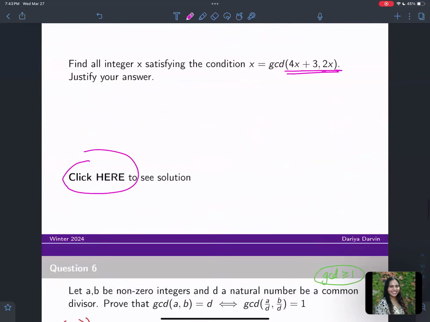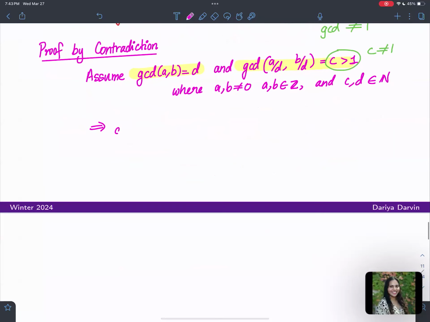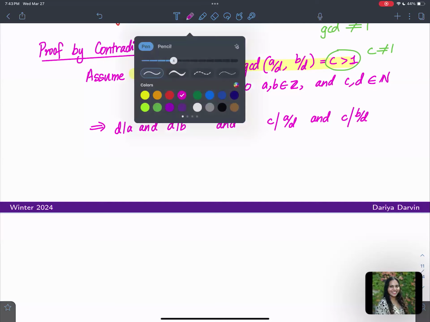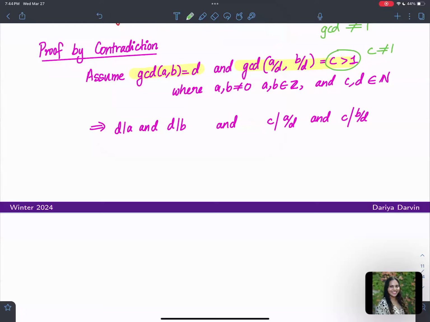Yeah, D divides A and D divides B, okay? Also, similarly from the other one, it has C divides A by D and C divides B by D, okay? Now, remember what this symbol means.